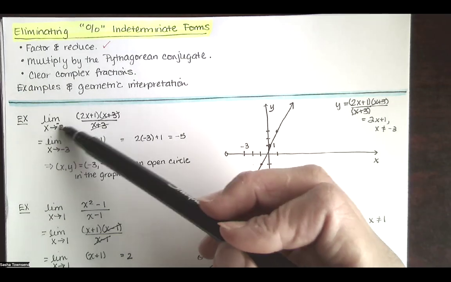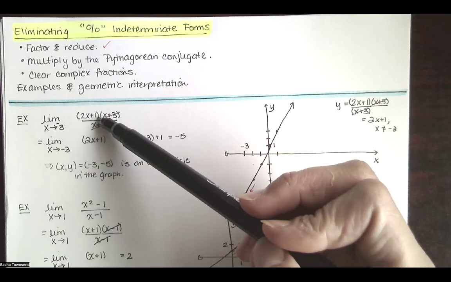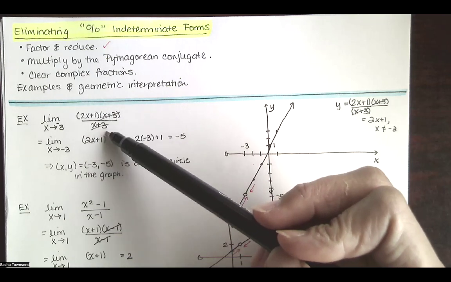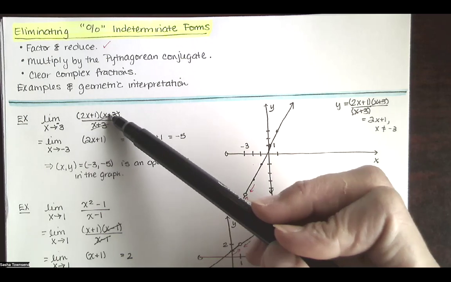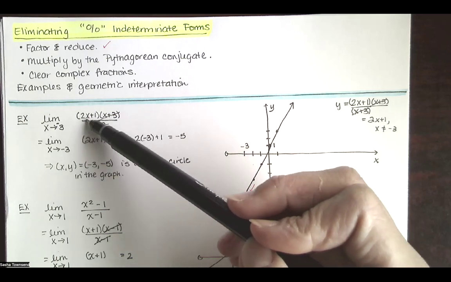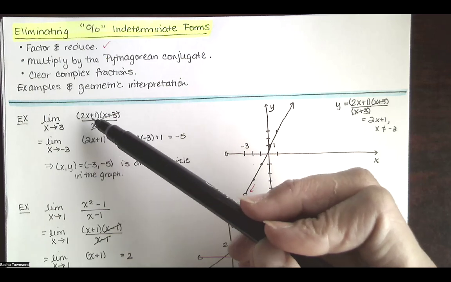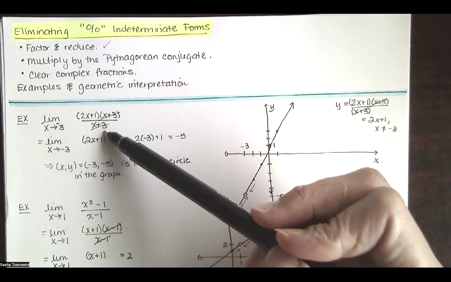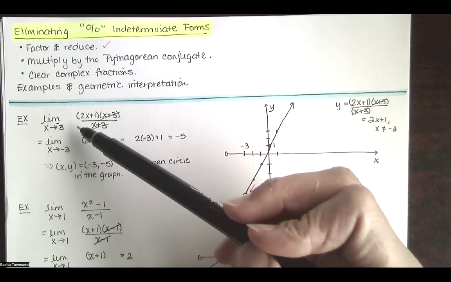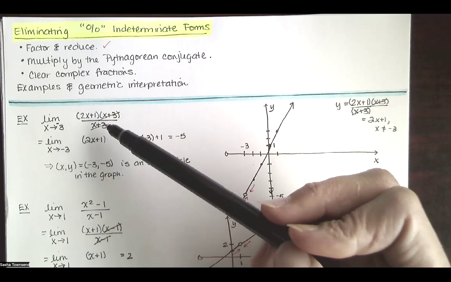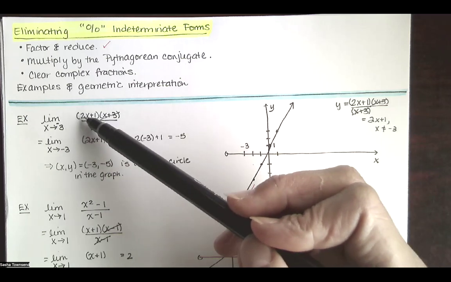We have the limit as x approaches -3 of (2x plus 1) times (x plus 3) divided by (x plus 3). Typically, this problem will be given to you where this is distributed, and you'd have to factor it yourself. But if it was written like this, you could just say, okay, is this function continuous at -3? Well, if you want to know, you just plug in -3.